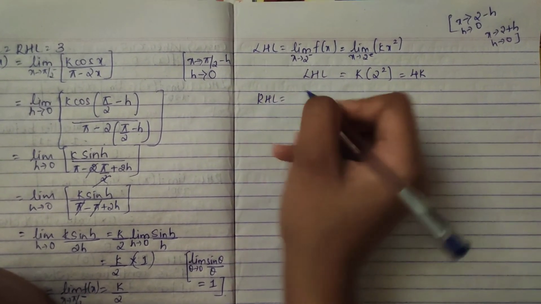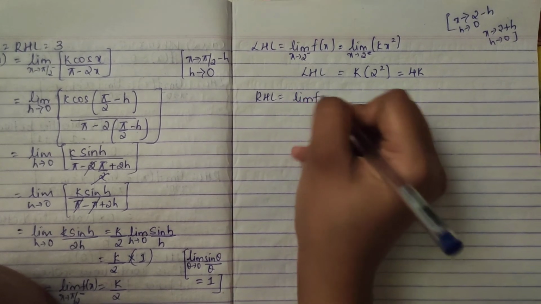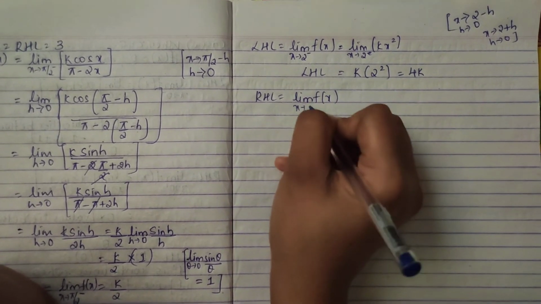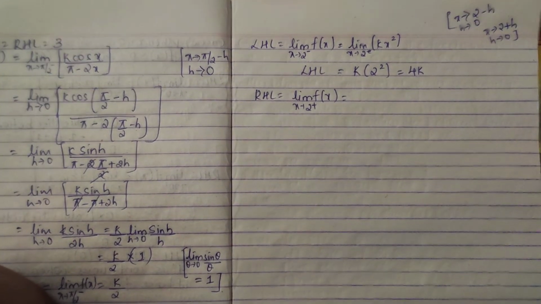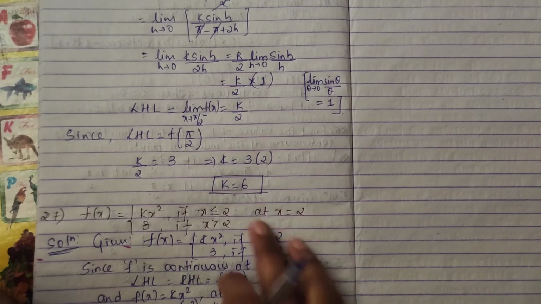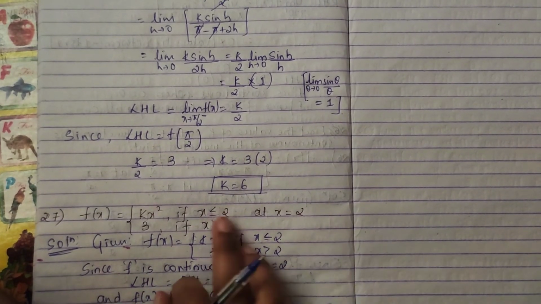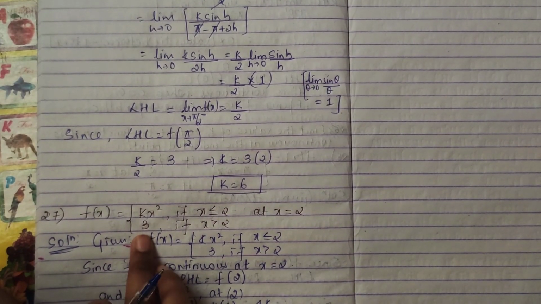So, RHL is equal to limit f of x as x tends to 2 plus. 2 plus means greater than. So, which is the greater than condition? So, x greater than 2, your condition is 3.